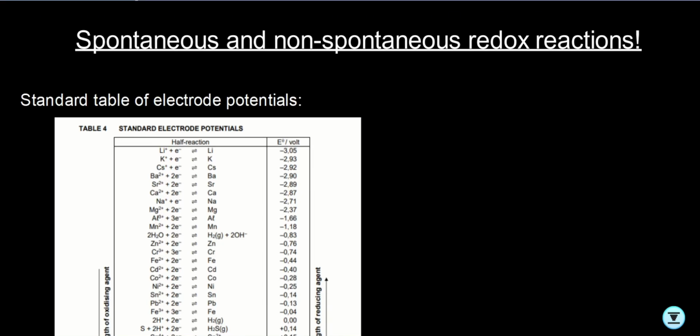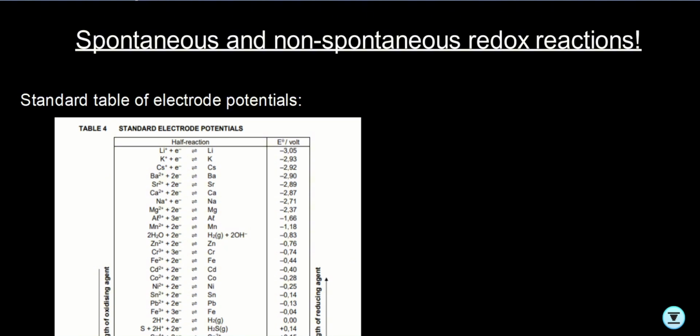Today we're going to be going through spontaneous and non-spontaneous redox reactions. Firstly, let's just understand what we mean by spontaneous and non-spontaneous. Spontaneous reactions are reactions that happen pretty much instantly. They don't really need startup energy because they're just so willing and so excited to partake in the reaction that you don't really need anything to get them started.